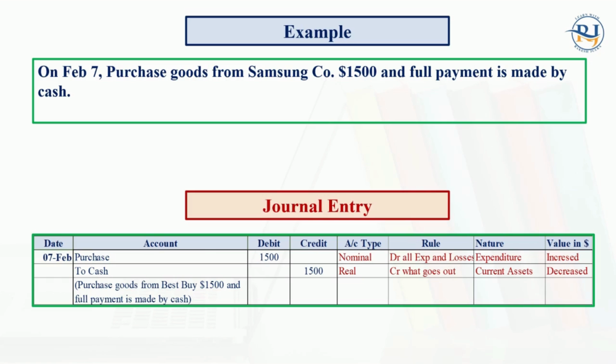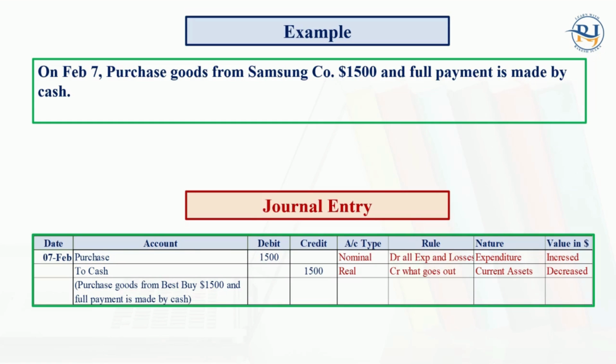In this example, on February 7, purchase goods from Samsung company, $1,500 value, and the full payment is made by cash. In the previous example, the payment was made by check, but now the payment is made by cash. In these transactions, again there are three elements. One is purchase, second is Samsung company, and third is cash. As we know, the Samsung company name will not come at the time when we make a journal entry. So purchase account debit to cash.